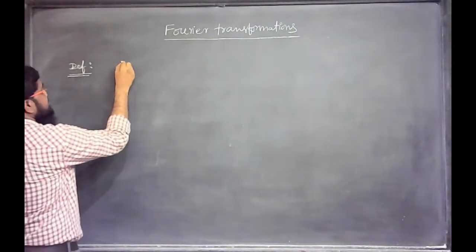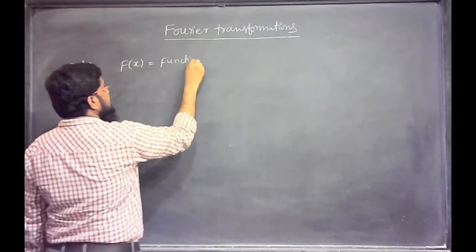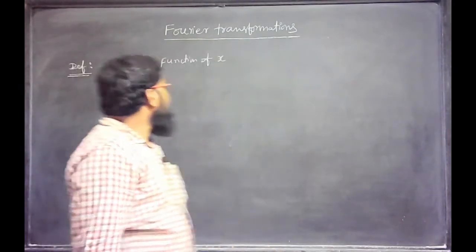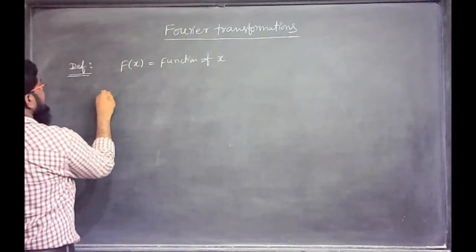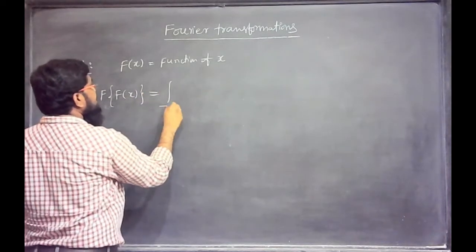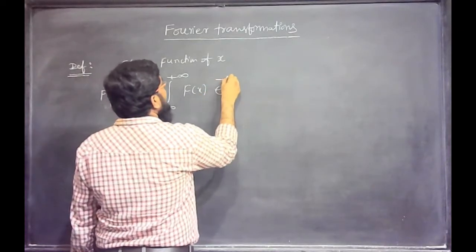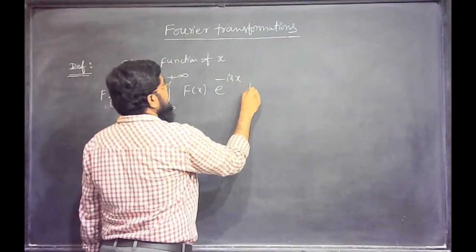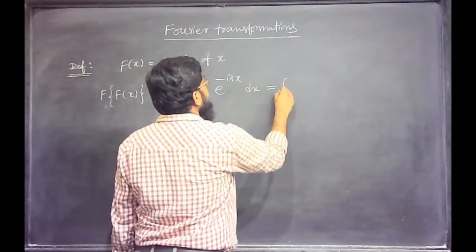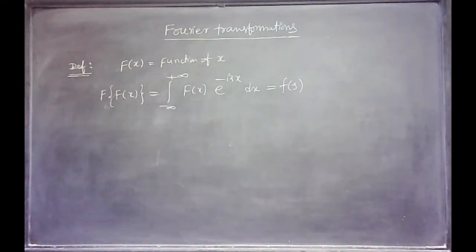So f of x is a function of x. Now we are defining the Fourier transformation of that. The Fourier transformation of the function f of x will be indicated like this, and it is defined from minus infinity to infinity. It is the integral of f of x into e power minus isx dx. Obviously after this integration with respect to x, only the parameter s is remaining, so I will get a function of s.